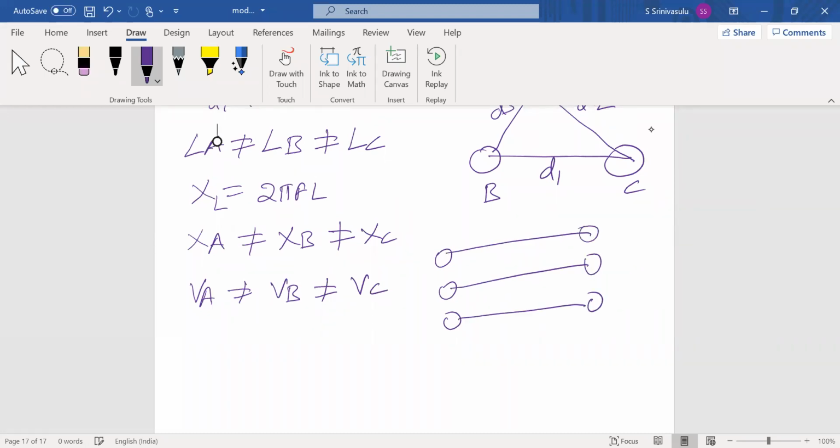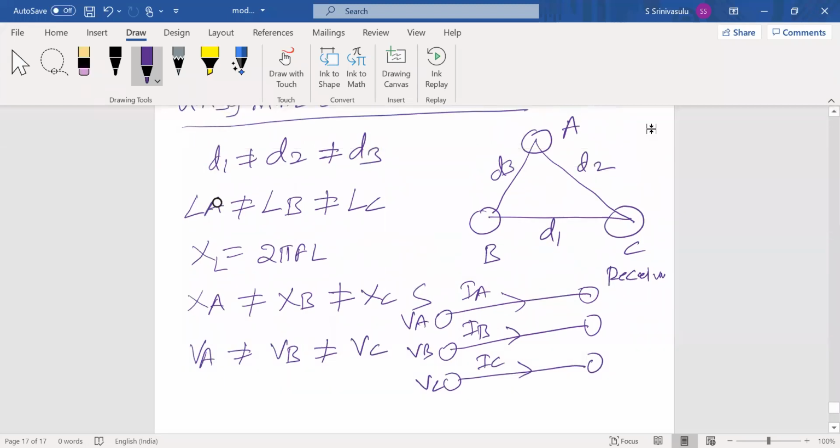When the current is flowing, this is the conductor, current IA is flowing here, current IB is flowing, this is IC. This is VA, VB, VC, this is the sending end side, and this is the receiving end side. At that time, due to unequal reactance, the voltage drops are also unequal. So the voltages are not balanced at the receiving end side. This is the disadvantage we are facing.